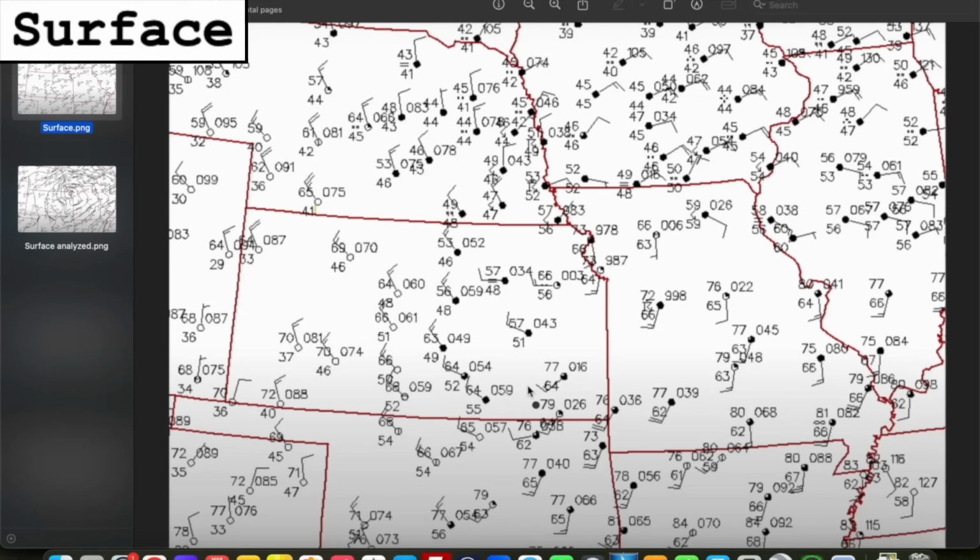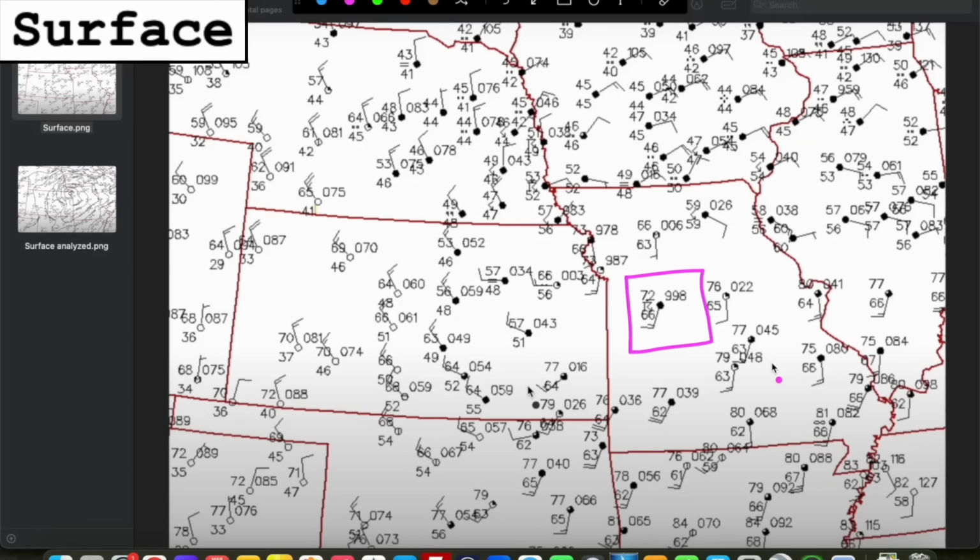Let's now move on to the surface, and just like the 500 millibar map, the surface map is one of the most important tools that we have to analyze severe weather, because a lot of the features that occur at the surface are extremely critical in the progression of a severe weather event. Before we fully dive in, let's take a look at what all these numbers and symbols mean. For example, let's look at this station here in western Missouri.